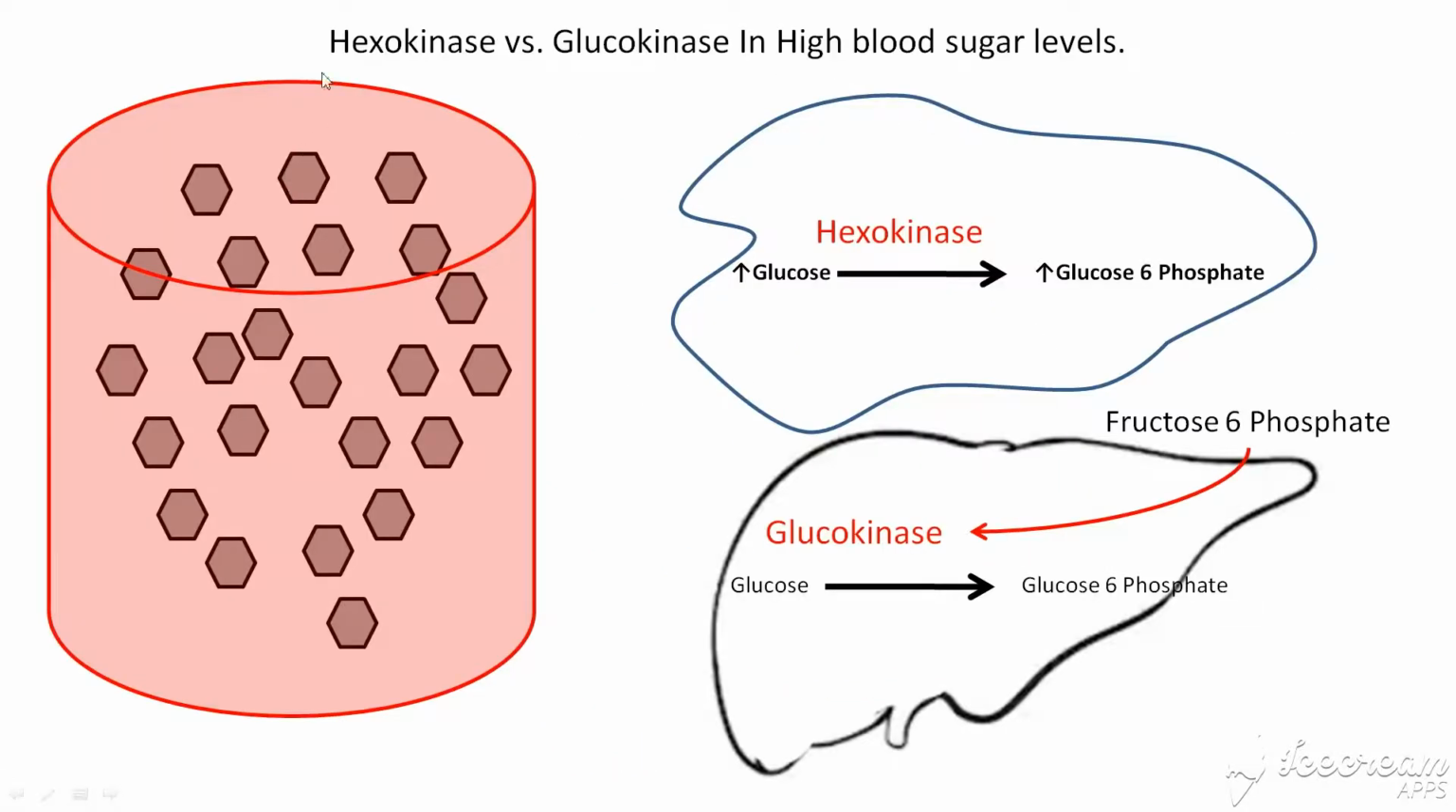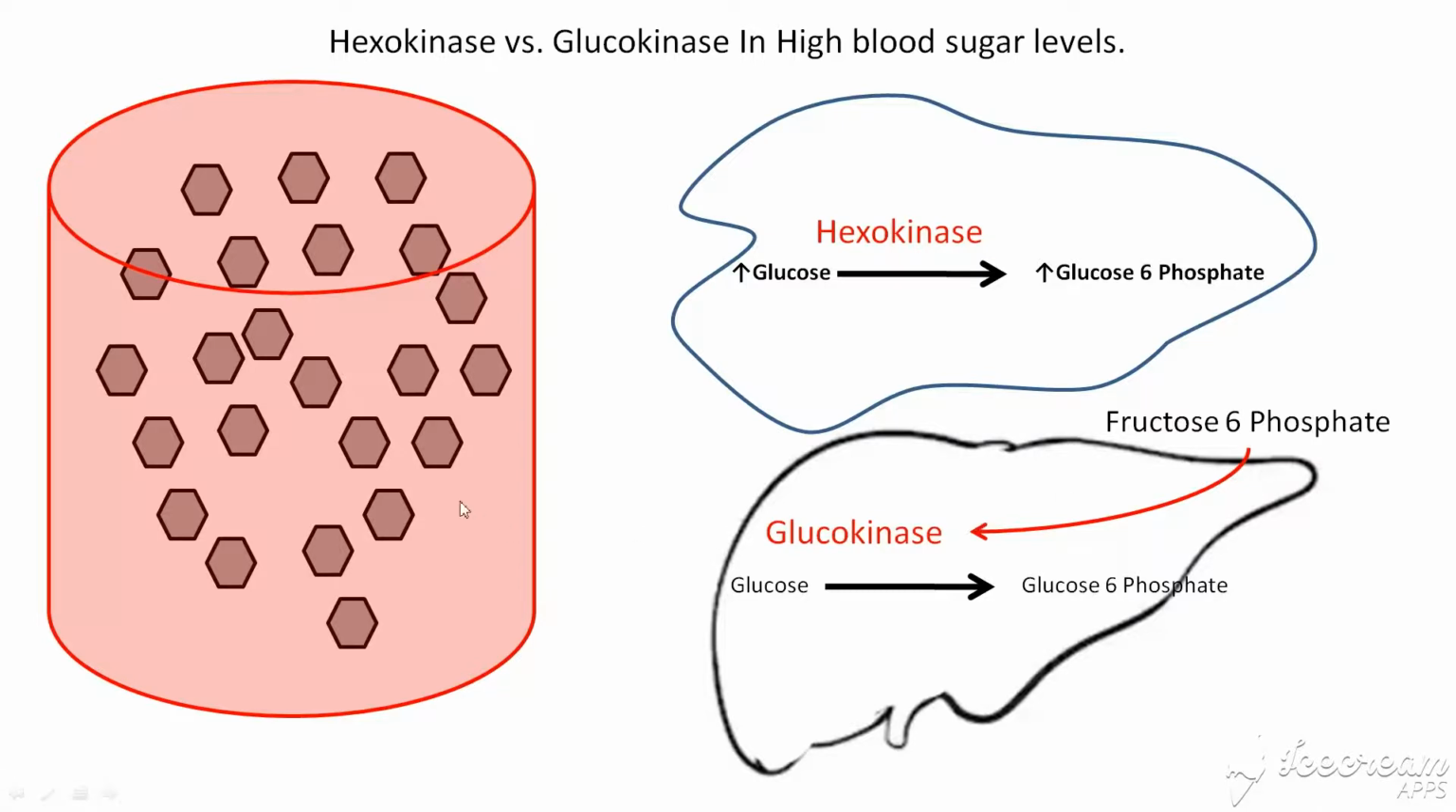Okay, so now we're going to talk about hexokinase and glucokinase in the setting of high blood sugar. When there's high blood sugar, which happens after a meal, the cells of the body are going to take in as much glucose as they need, and they're going to convert it to glucose 6-phosphate. Now, the increase in glucose 6-phosphate is going to inhibit hexokinase. So after a meal, hexokinase is pretty much going to be at low activity levels.